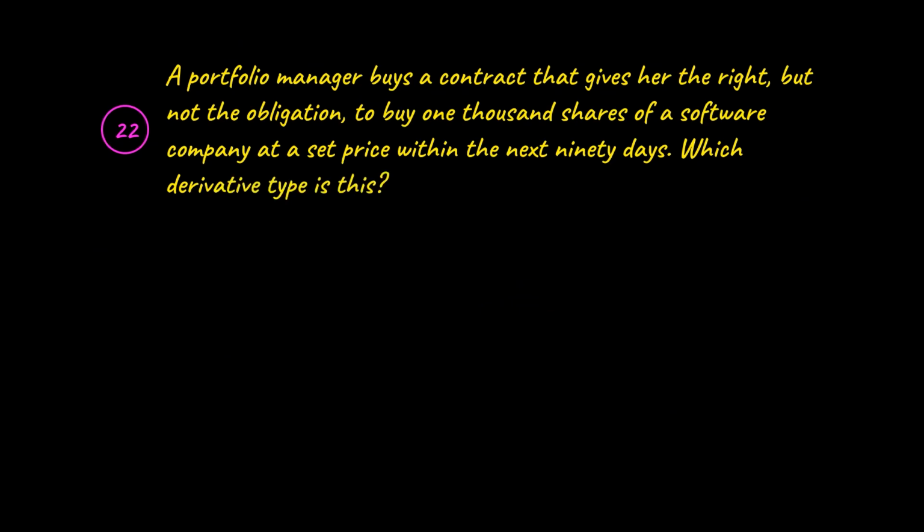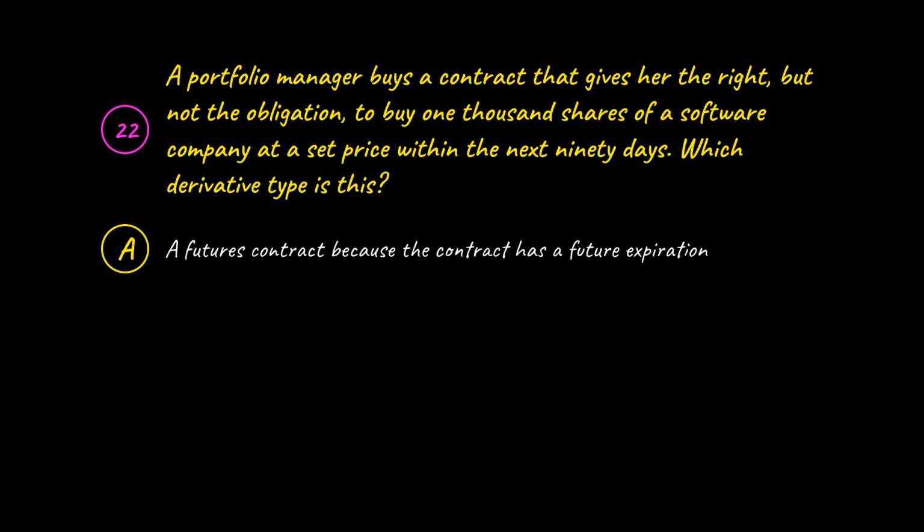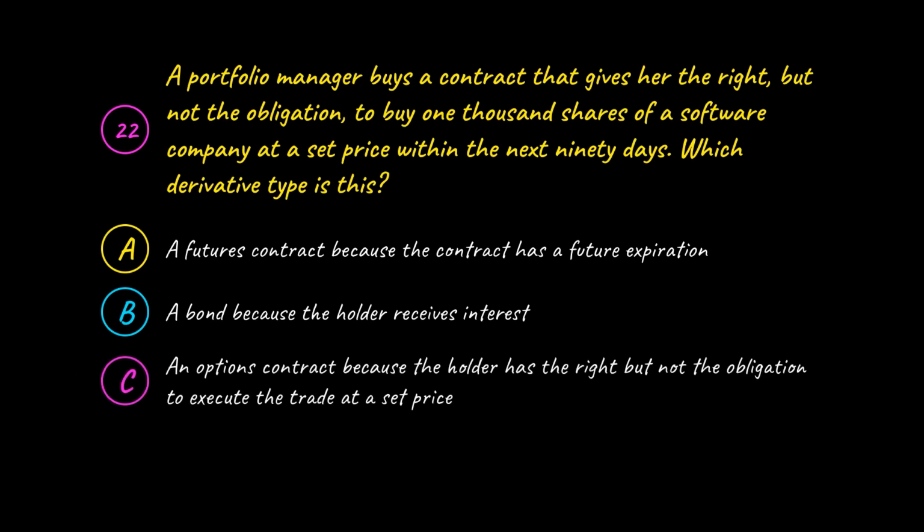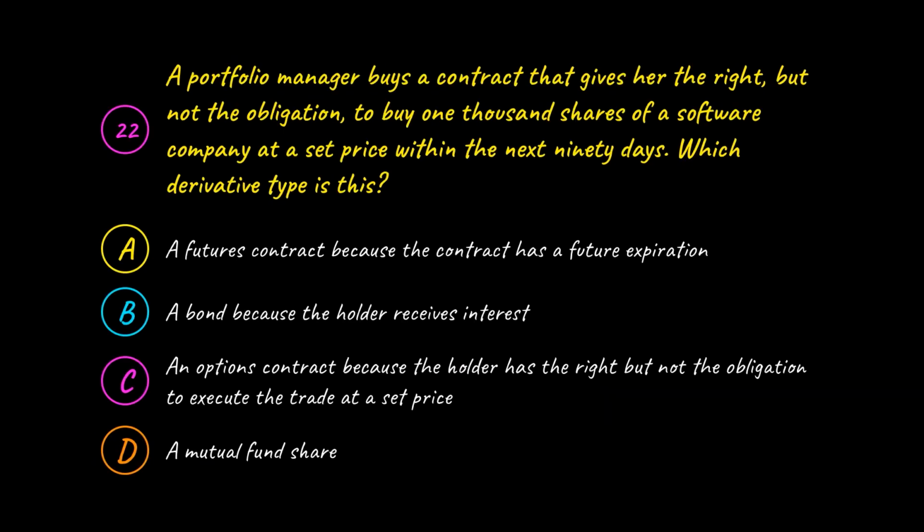Your options are A, a futures contract, because the contract has a future expiration. B, a bond, because the holder receives interest. C, an options contract, because the holder has the right, but not the obligation, to execute the trade at a set price. D, a mutual fund share. Which would you go with? Lock it in before the reveal.